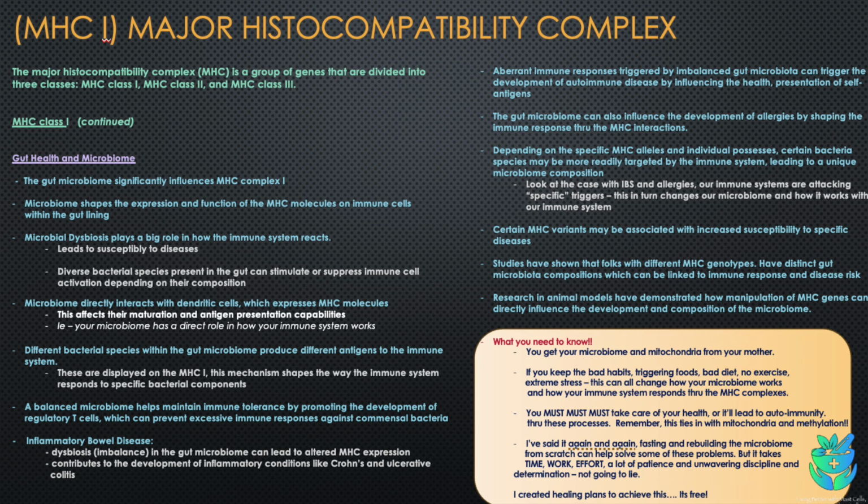Depending on the specific MHC alleles an individual possesses, certain bacteria species may be more readily targeted by the immune system, leading to a unique microbiome composition. Look at it with the case of IBS and allergies. Our immune system is attacking specific triggers. This in turn changes our microbiome and how it works with the immune system. It also goes the other way. Because you don't have a well-diverse microbiome, it changes the way the MHC works in your body, and that can create more allergies in this example.